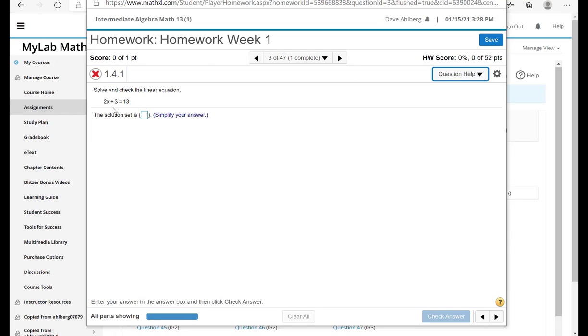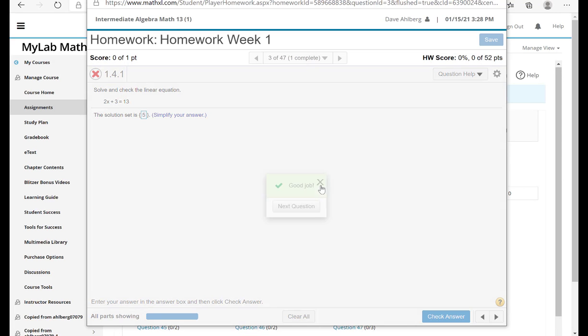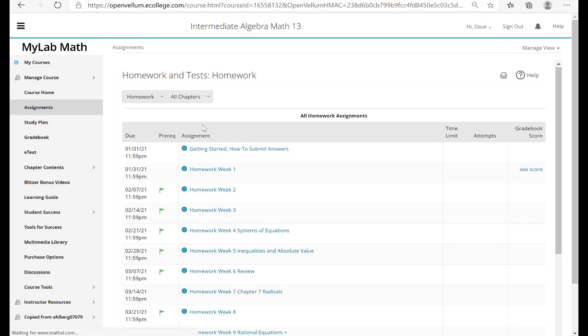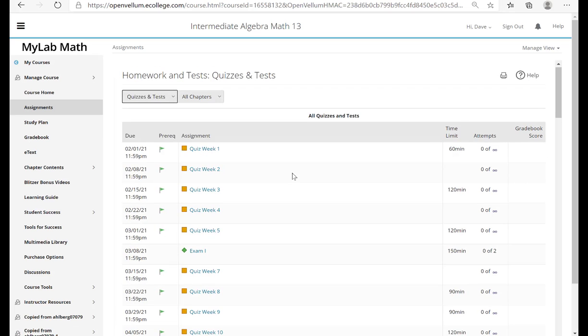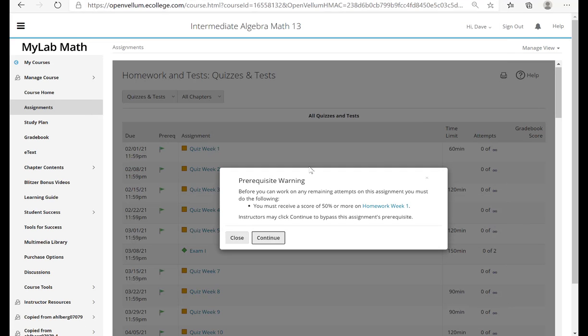We still have to do it, so let's do this one. So now we subtract 3 over 2x is equal to 10, and we happen to get the same answer. It's not always that. Check answer. Okay, next question. And move on. So similar question, similar help things, and you get the idea. Okay, let's pop out of that. Go to assignments. The next thing is to take a quiz, so we go to quizzes. So start a quiz, continue, and start. Once you start, you have to finish it. That's how you do a quiz or an exam.